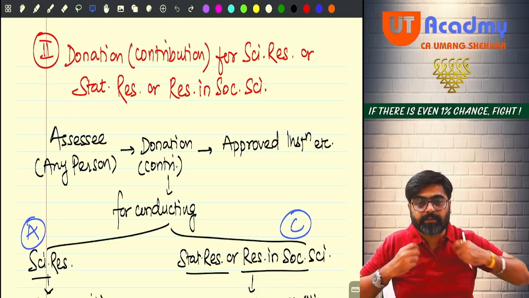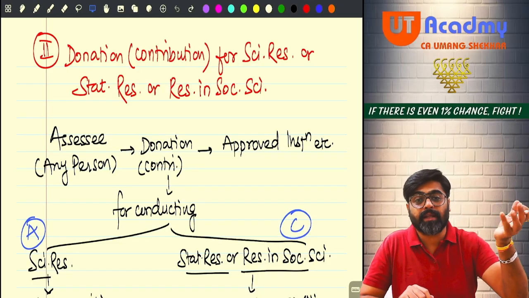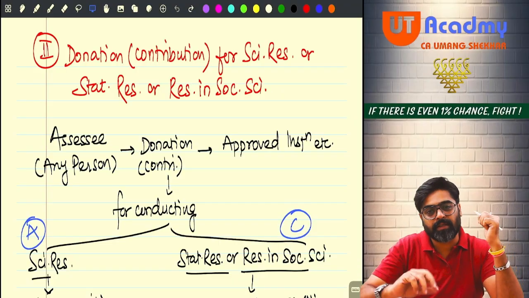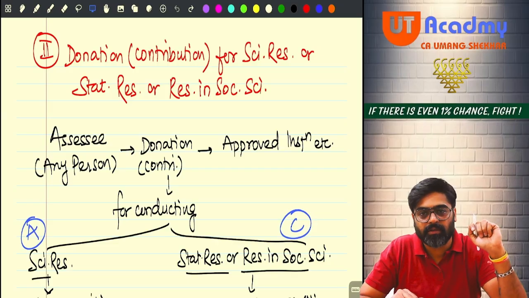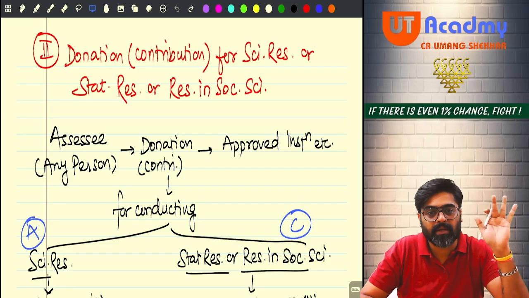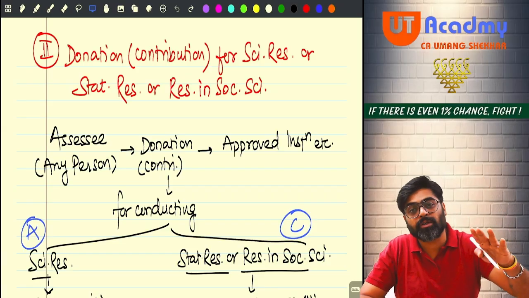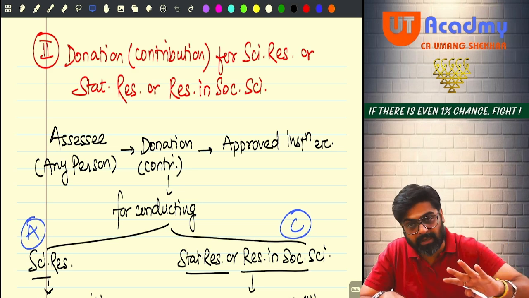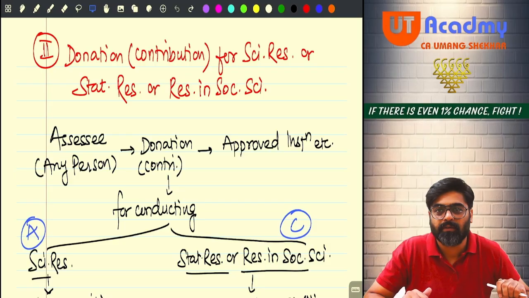These approved institutions, what are they doing? They are conducting some research. What type of research are they conducting? They might be conducting any scientific research, any statistical research, or any research in social sciences, because these institutions, associations or organizations are approved by the government to conduct such kind of research.